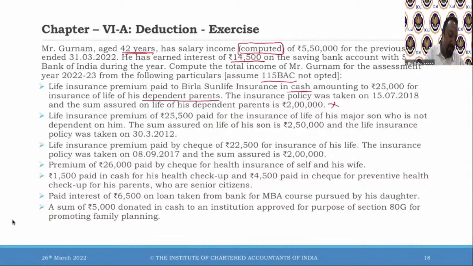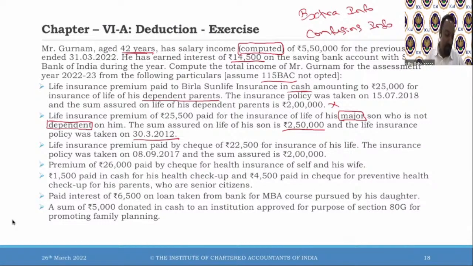Life insurance premium of 25,500 paid for the insurance of life of his major son. What is this word? Is it confusing or extra information? 80C, son is allowed, doesn't matter whether major or minor. So it is confusing. Who's not dependent on, another confusing word. Should be a dependent or not dependent. 80D only says dependent child. 80C does not say dependent child. The sum assured, extra information, 3312. So we are always discussing extra info, confusing info. Right? So we need to understand both in every problem.